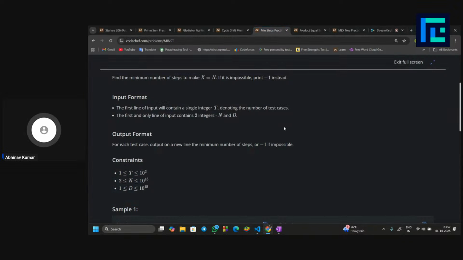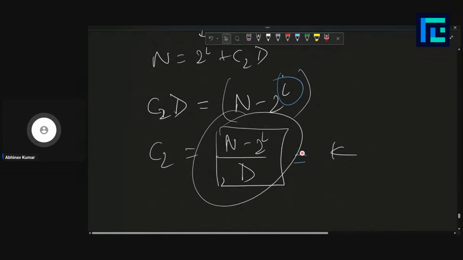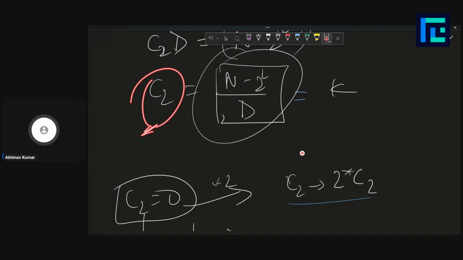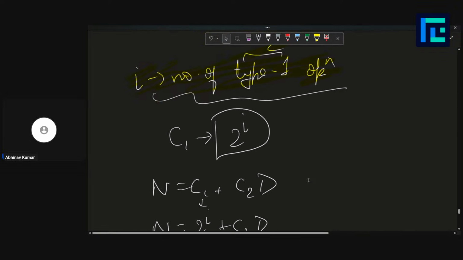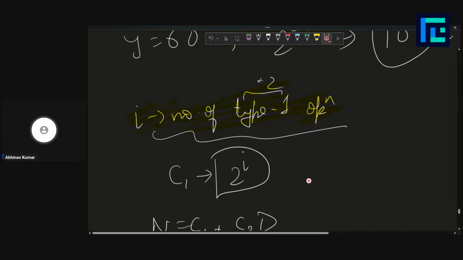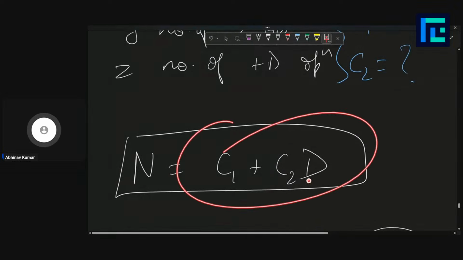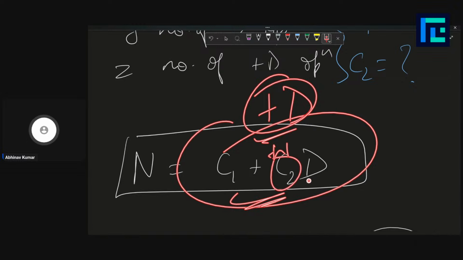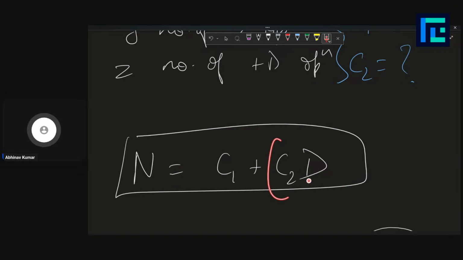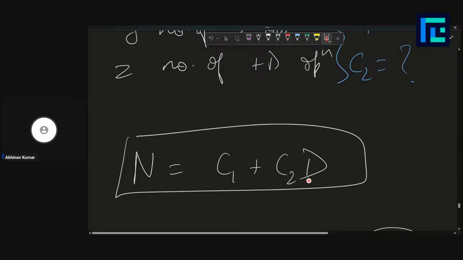As I explained already, the C2 I am considering is the coefficient of D, not the D itself. So my number is of the form C1 plus C2 times D. Whenever I do plus D, in the coefficient I am doing plus 1 only. So in the coefficient of D I am doing only plus 1, not a plus D. So doing a plus D is effectively doing a plus 1 to the coefficient of D.